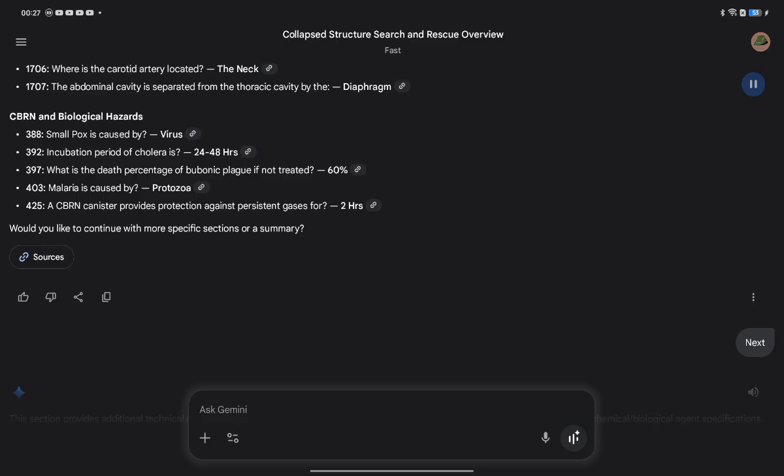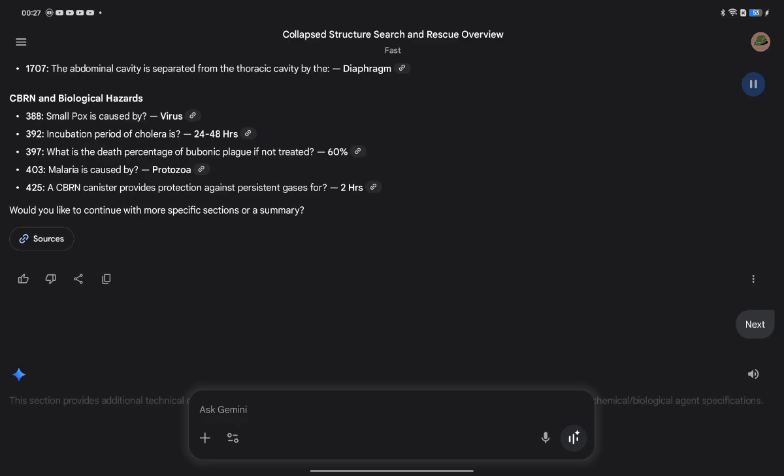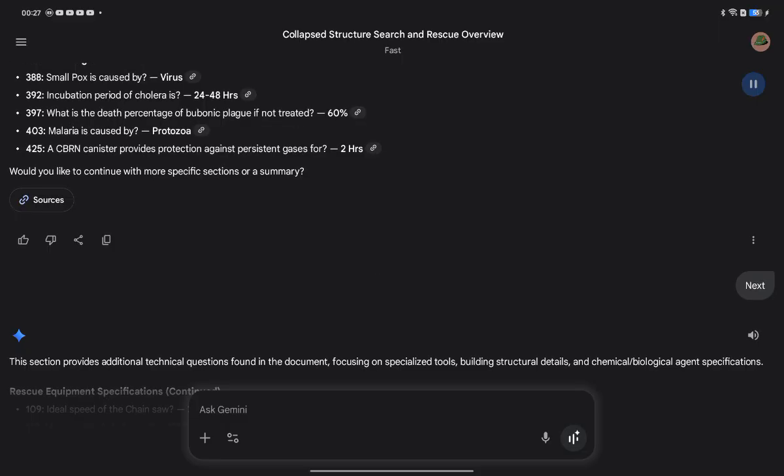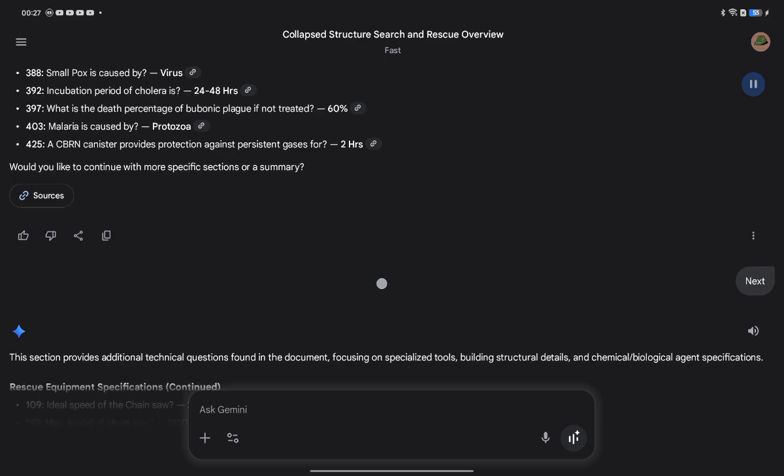1707. The abdominal cavity is separated from the thoracic cavity by the diaphragm. CBRN and biological hazards. 388. Smallpox is caused by virus. 392. Incubation period of cholera is 24 to 48 hours.